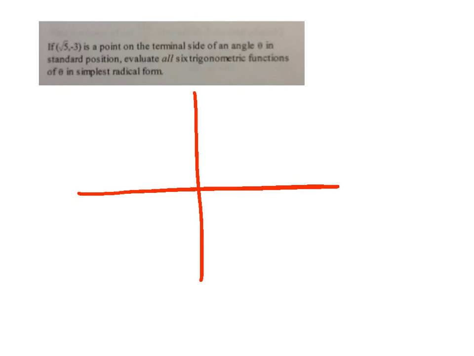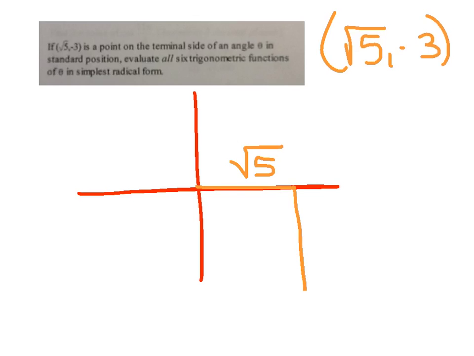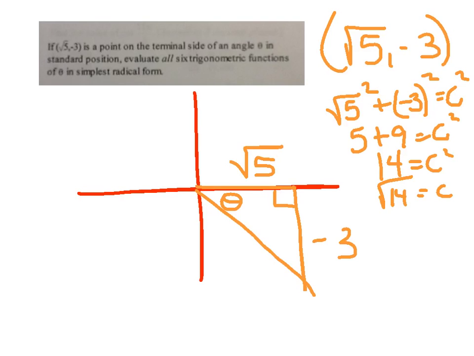All right, last one of the night. They give us a point again. So let's go ahead and get our axes set up, and let's sketch it out. I need to plot the point radical 5, negative 3. Now maybe you don't know how big radical 5 is, but you know what direction you're going. It's positive. So just draw a line. It's positive radical 5, and you're going negative 3. Connect, get your hypotenuse, label your theta. Quick Pythagorean theorem to figure out what your missing side is. I've got c equal to the square root of 14.